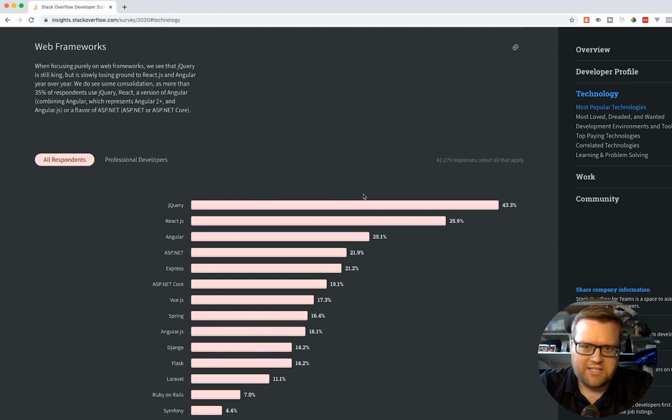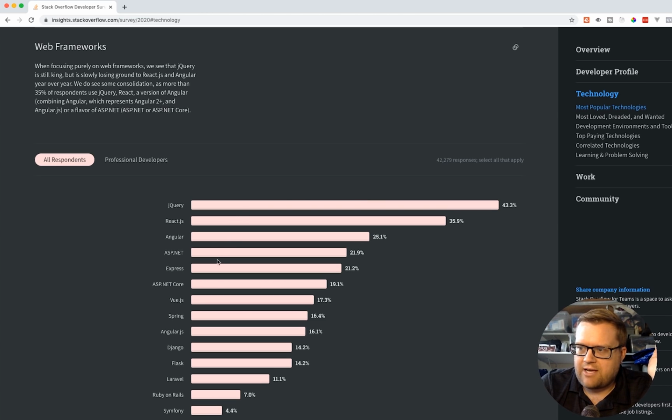So here's what I was talking about, my little teaser at the beginning, on web frameworks. jQuery is still the most popular web framework out there. It still beats out React, even though React is inching up and probably will overtake it at some point. 35% of respondents use jQuery, React, a version of Angular, or a flavor of ASP.NET. So you can see here that out of 42,000 responses, jQuery is still one of the most popular web frameworks, and it beat out React.